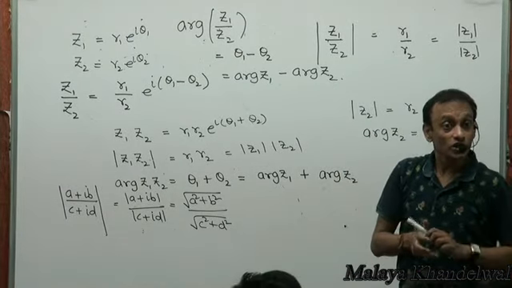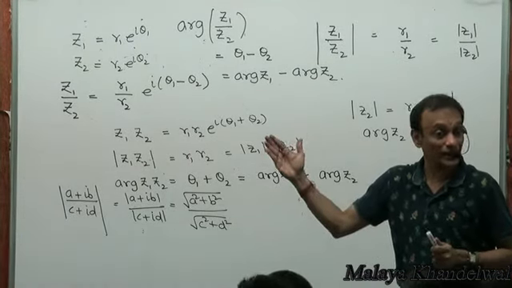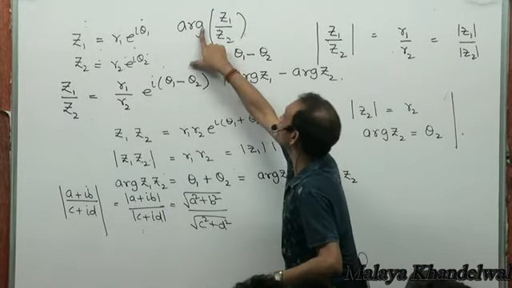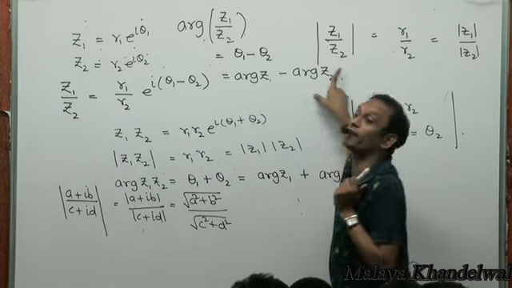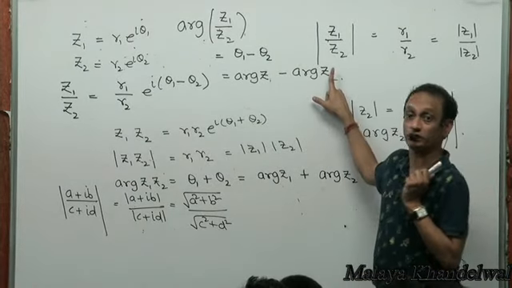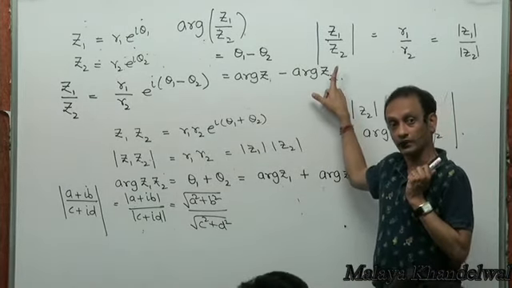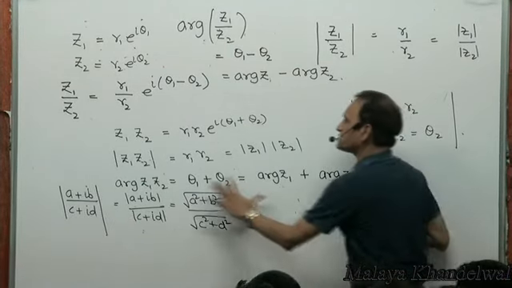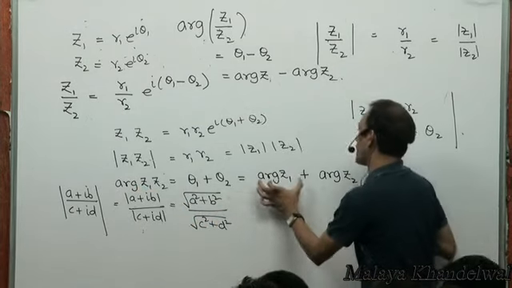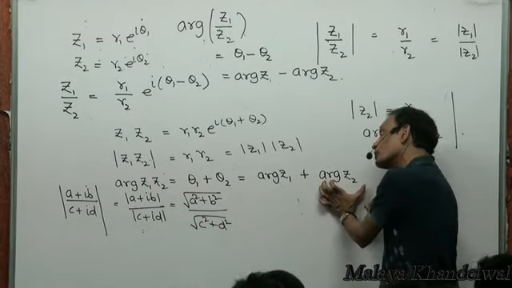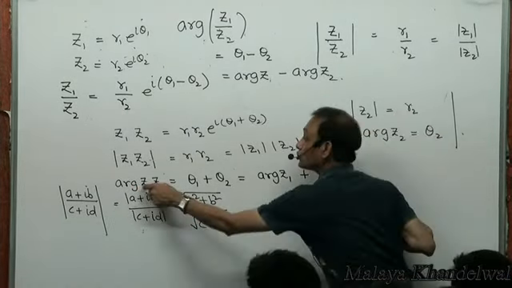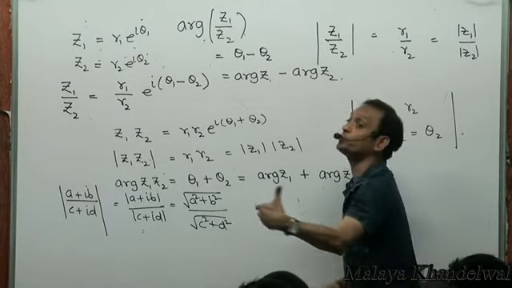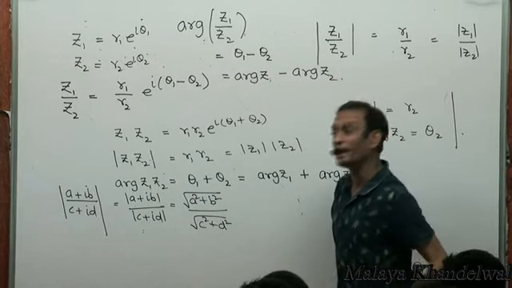Just like log a by b is log a minus log b. Again, the argument of z1 by z2 is the argument of the numerator minus the argument of the denominator. Right? And one more thing. In all these cases, the argument of z1 z2 is argument z1 plus argument z2. Don't expect the argument of z1 z2 obtained with the help of this result to turn out to be a principal value. May not be.